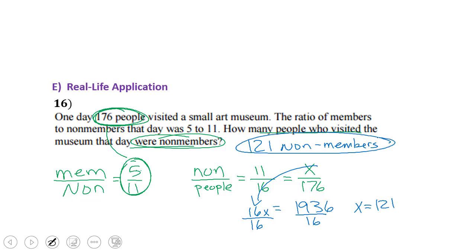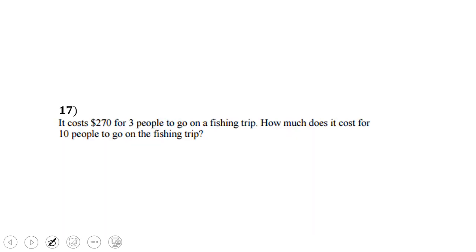So recognizing the information that is given to you and being able to put that into a proper ratio to solve the proportion. All right, moving on to our next one. It costs $270 for 3 people to go on a fishing trip. How much does it cost for 10 people to go on a fishing trip?